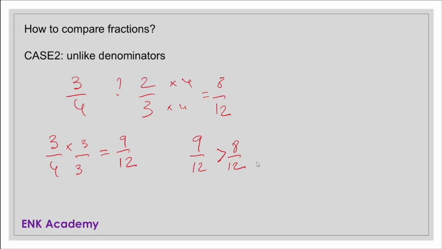So this example works out great, but then how do we know to use 12 as our common denominator? It turns out that the least common denominator is the best choice for comparing fractions. So the least common denominator, or LCD, of two or more non-zero denominators is the smallest whole number that is divisible by each of the denominators.